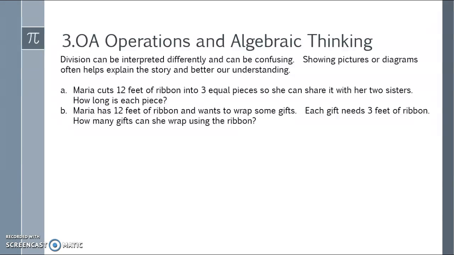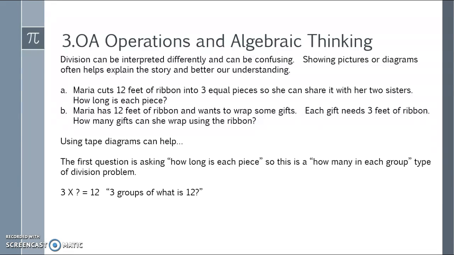And then Maria has 12 feet of ribbon and wants to wrap some gifts. Each gift needs 3 feet of ribbon. How many gifts can she wrap using the ribbon? Using tape diagrams can help us. So the first question is asking how long is each piece? So this is a how many in each group type of division problem. So 3 times how many is 12? 3 groups of what is 12 is what we're thinking.